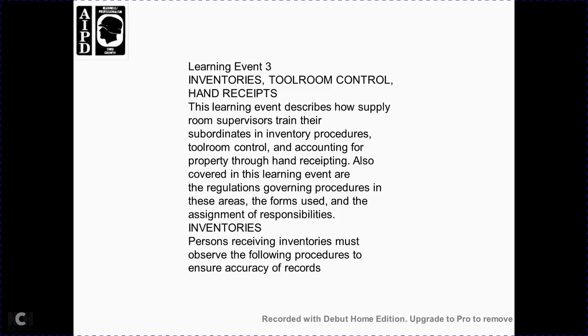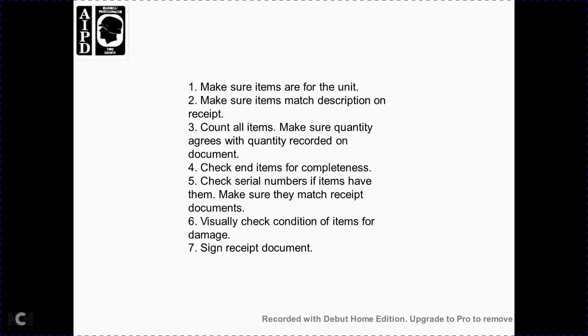Personnel receiving the inventory are responsible for the following procedures. Ensure the accuracy of the records. Make sure the items of the unit match the description on the receipt. Count all the items and make sure the quantity matches the quantity recorded on the document. Check for completeness. Check the serial numbers of the items that have them and make sure they match the receipt document. Do a visual check of the condition of the item for damage, and see the receipt document.